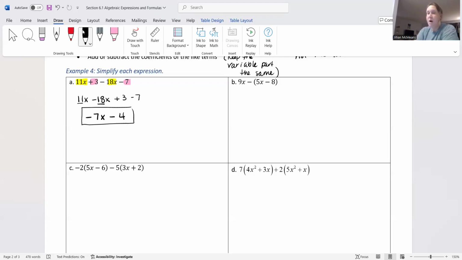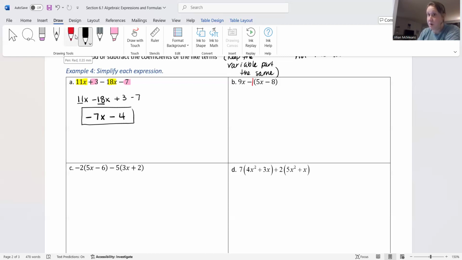Okay. Now for part B, notice we have some parentheses. The first thing you want to do if you see parentheses is get rid of them. So that's what we're going to do first. We're going to distribute, then we're going to combine like terms. I want you to notice that we have 9x and then minus a set of parentheses that has 5x minus 8. Remember, what we need to distribute is technically a negative 1, okay? So I'm going to rewrite the entire expression while I distribute.